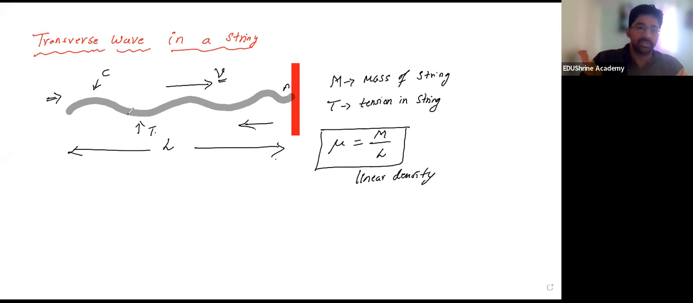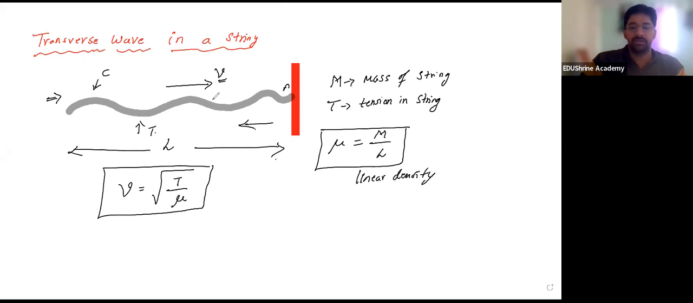If the wire is plucked, a transverse wave is set up, as you can see in the diagram, and it travels with a speed v equal to the root of T by mu. So remember, to find the velocity of a transverse wave on a string, it is root T by mu. You can call it equation 1.